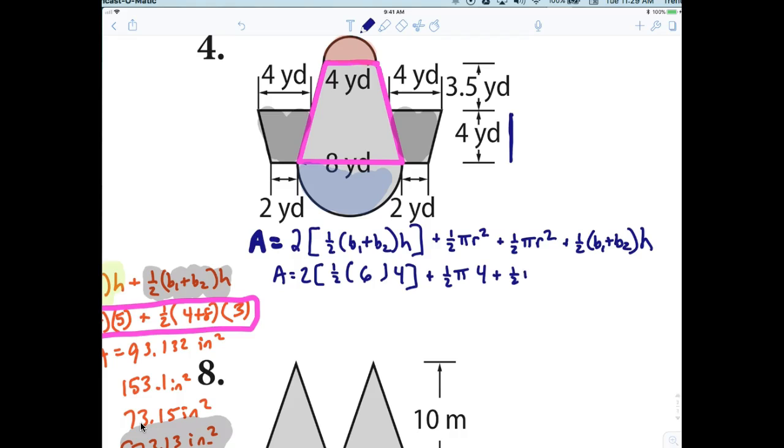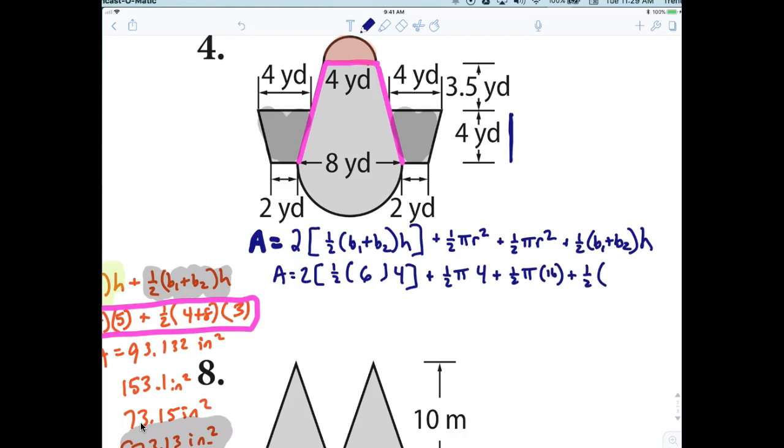Plus 1/2 pi. What's the radius of the bigger circle? 4, right? Does everybody see why it's 4? Because it's kind of covered up there. Everybody see how it came out to be 4? The diameter is 8, so the radius is 4. And what's 4 squared again? 16. So I can put a 16 here.